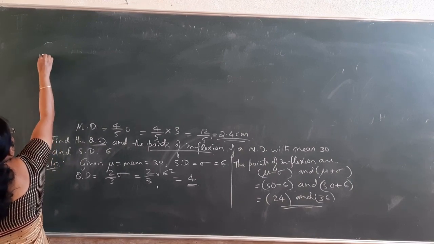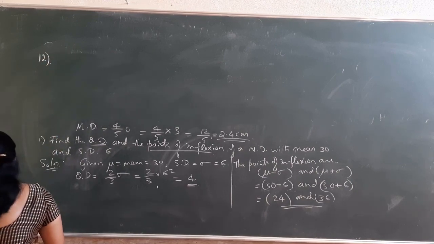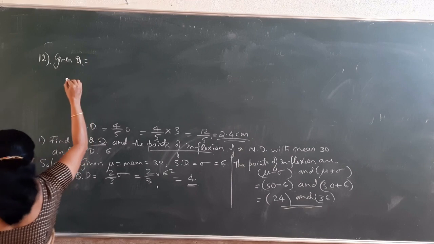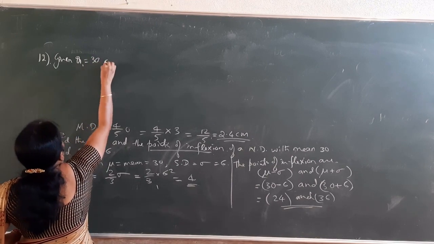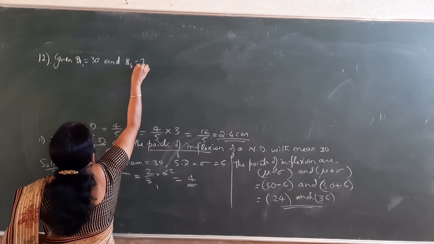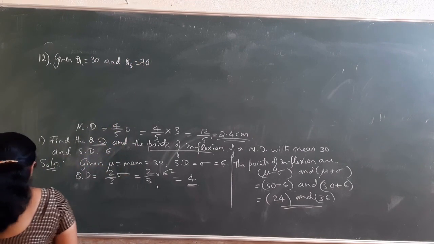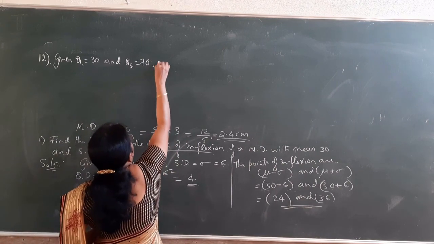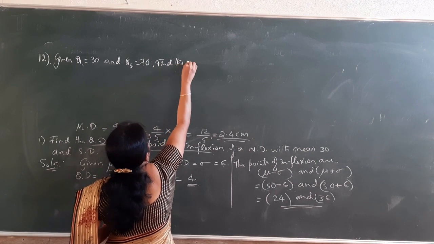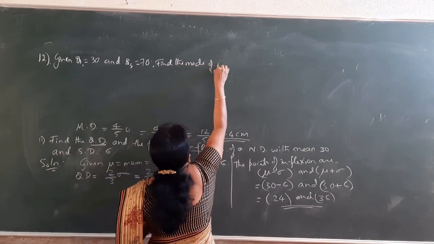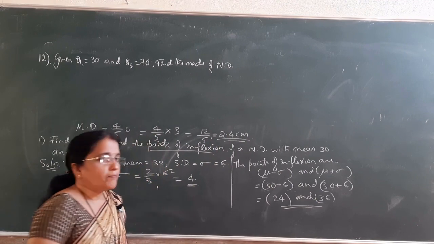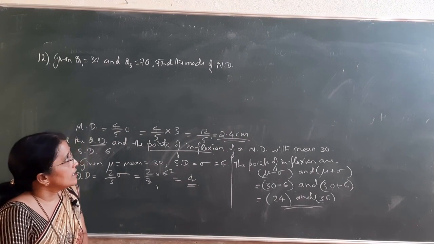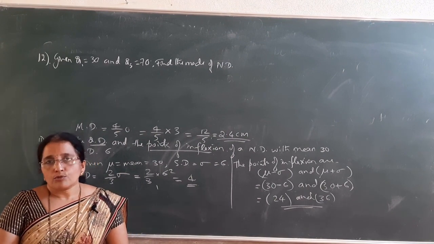Next problem, given Q1 equal to 30 and Q3 equal to 70. Find the mode of normal distribution. Now given first quartile and third quartile values will be given, right? Next it is asked to find a mode.